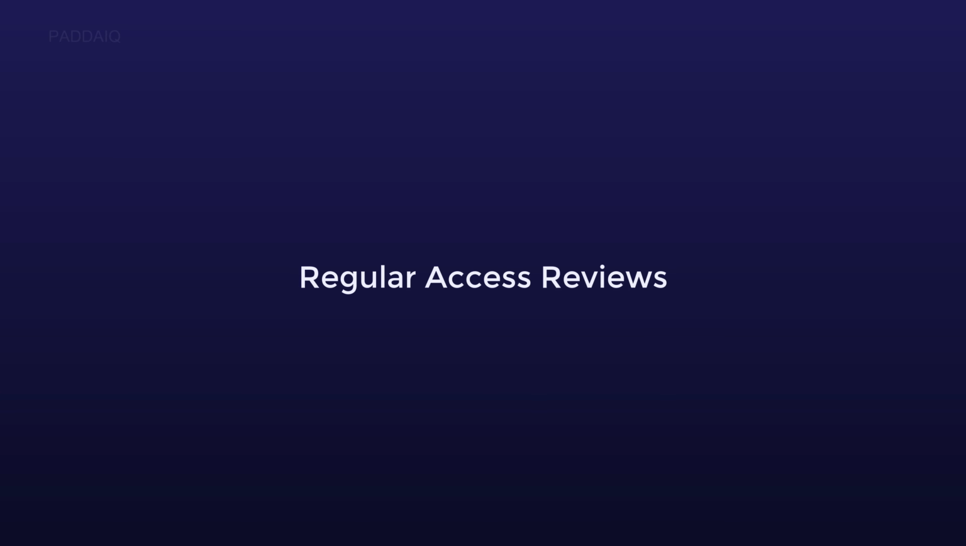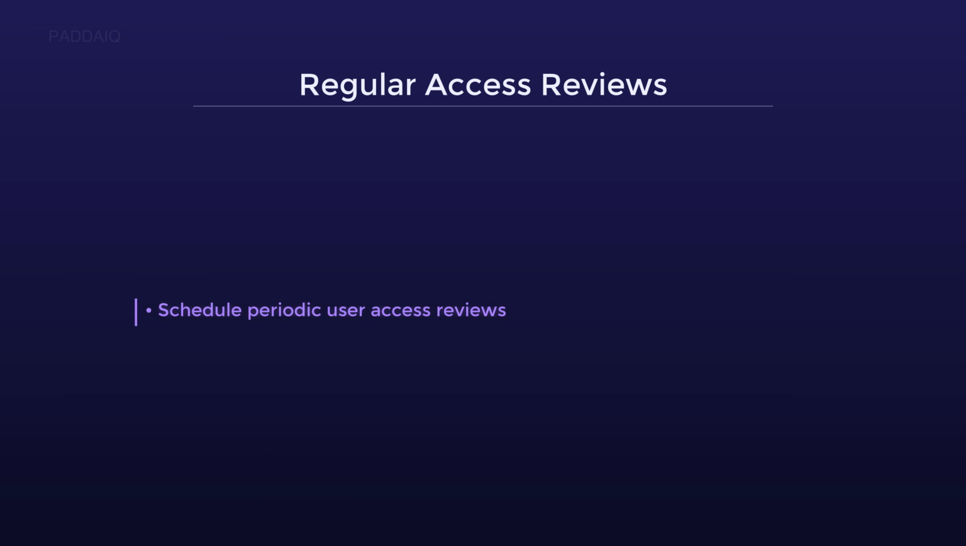Regular access reviews for enterprise security compliance. Schedule periodic user access reviews. This means routinely checking who has access to what within your SAP systems to ensure only the right people have necessary permissions. For instance, a company might review access every quarter to verify that former employees' accounts are deactivated. Consistently doing this helps prevent unauthorized access and strengthens your security posture.